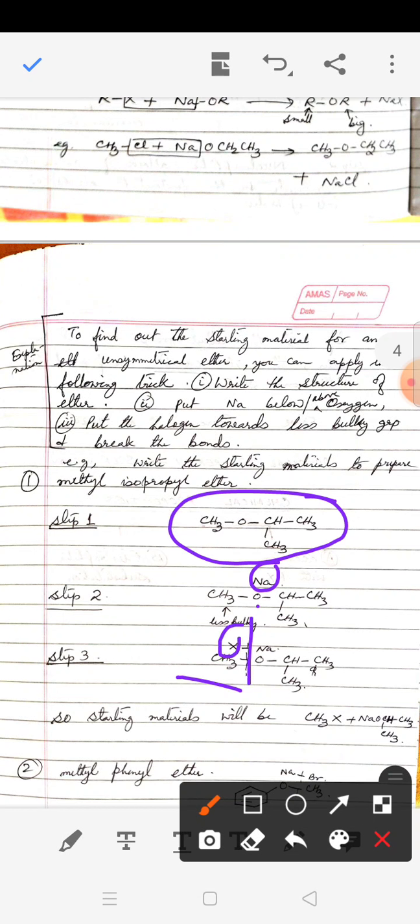then you break the bond. From where did we get this sodium halide? Because you can see the byproduct formed is sodium halide. So if we add this sodium halide here, we will get the starting material. So this way when we proceed, we will never make a mistake.